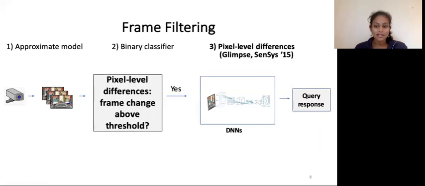The third approach is to calculate pixel level differences between a frame and the one before it, and only send a frame if it's sufficiently different. So we only really need to know when the query result changes. If the previous frame had 5 cars and this frame is hardly different, we can reuse that result and be pretty sure that this frame has 5 cars as well.